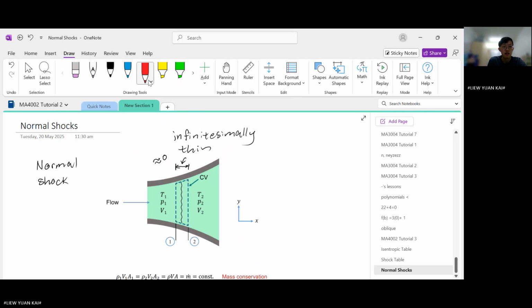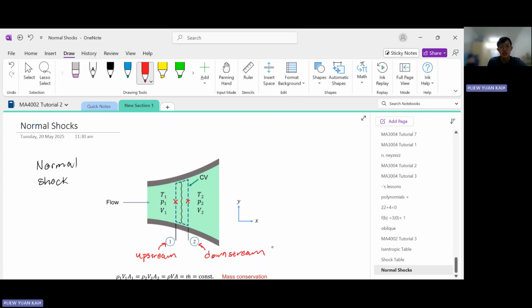Now, what other parts are there in a shock? We label two important points: the one before the shock, and the one after the shock. Usually we label them as points 1 and 2, but you can also label them as points 2 and 3 accordingly, for example if you already have a point 1 earlier, then there'll be 1, 2, 3. Point 1 is upstream of the shock, and point 2 is downstream of the shock.